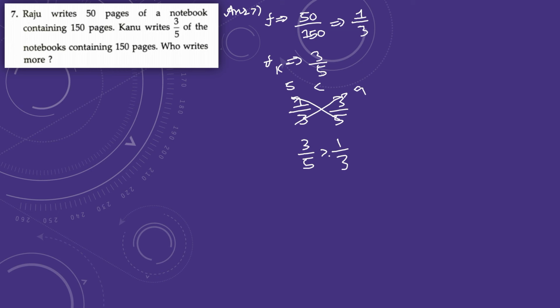Remember, for the cross multiplication method, you have to start from down to up, not up to down. This is a mistake, down to up. So like this, as we know 9 is more than 5, then 1/3 would be smaller than 3/5, or 3/5 would be greater than 1/3. And therefore, Kanu has written more. So Kanu is the answer here.